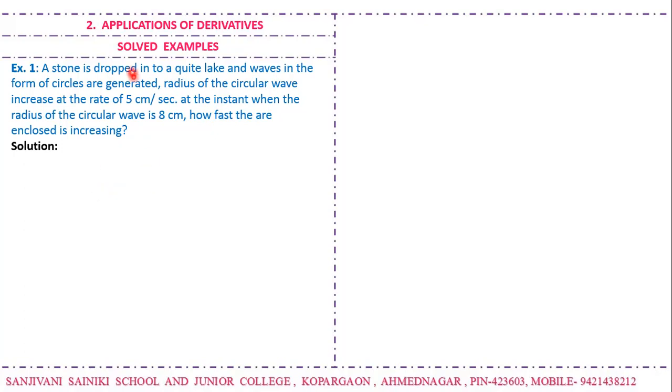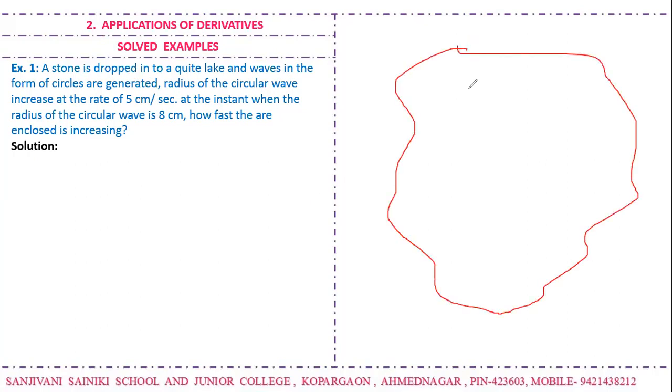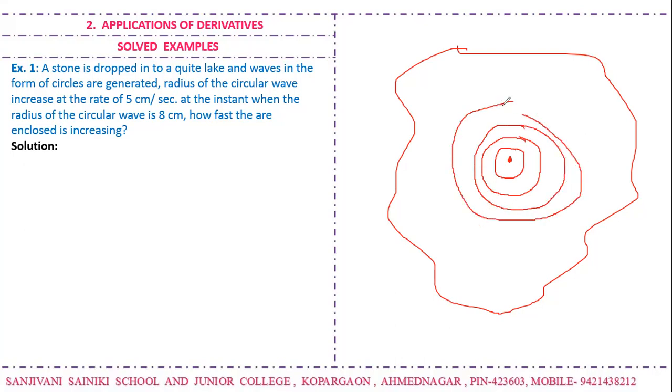So you understood this problem? There is one lake. In that lake, I throw a stone in that water. What happened? Circular ripples are generated. The circular waves are getting generated, and these move towards the bank, towards the end of this lake.